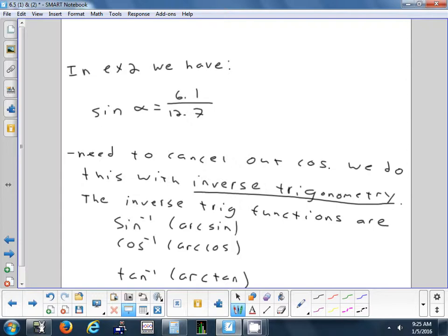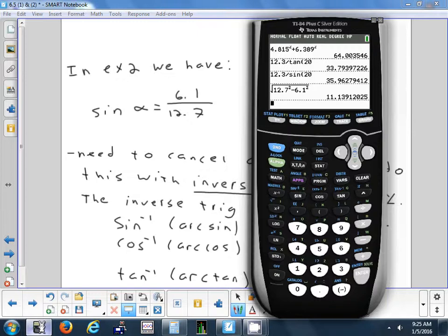So sine to the negative 1, that's called inverse sine. Cosine to the negative 1 is inverse cosine, and inverse tangent. Another way you might see these trig functions written, this is kind of an older way, arc sine. It means the same thing, but I don't see this except in older textbooks. I'm going to use the notation on the left. These are new trig functions. These are not secant, cosecant, and cotangent. These are totally different. The way we get at them on the calculator is you press second and then sine, cosine, or tangent.